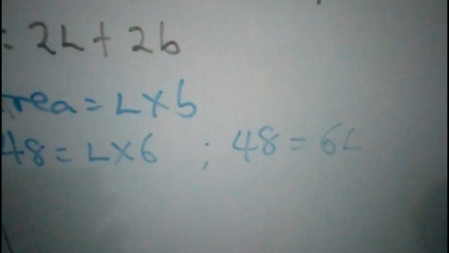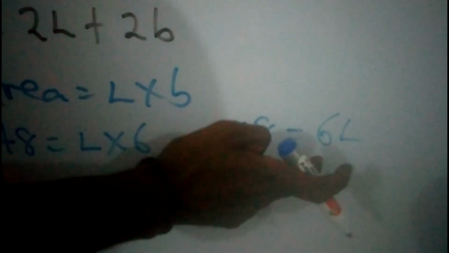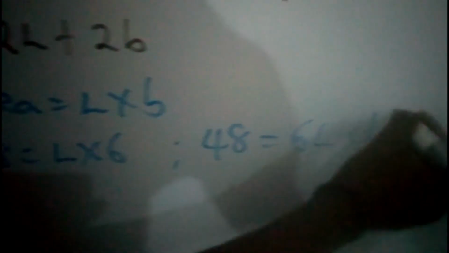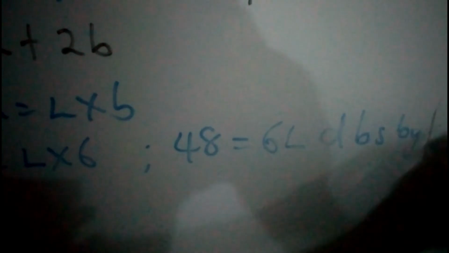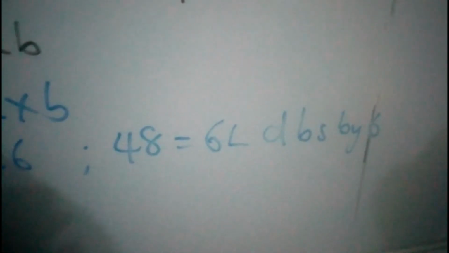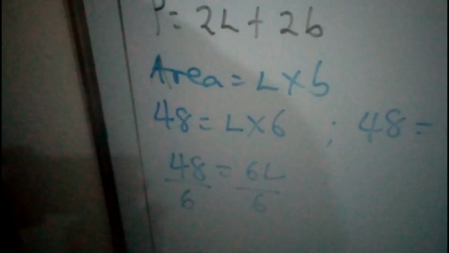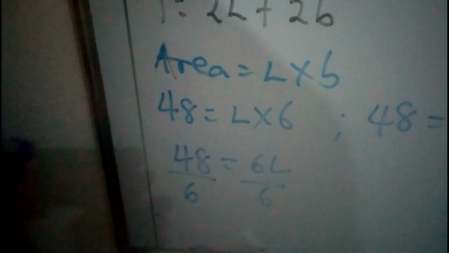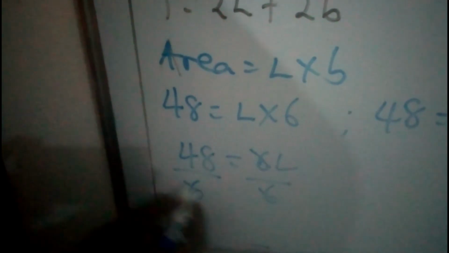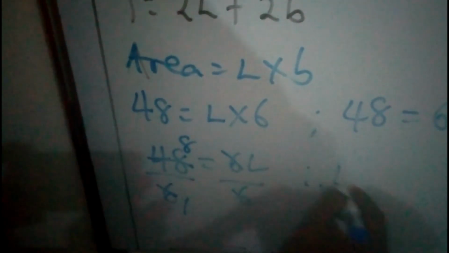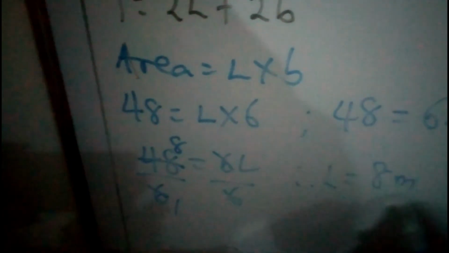Don't forget, we want to find length. We want length to stand alone. That means we need to get rid of 6. And the only way we can do that is to divide both sides by 6. So 48 equals 6L, divide both sides over 6 and over 6. So we cancel out 6. 6 here, 1. 6 in 48 is 8. So therefore, length equals 8 meters. Don't forget our area is in meters squared, so length is 8 meters.